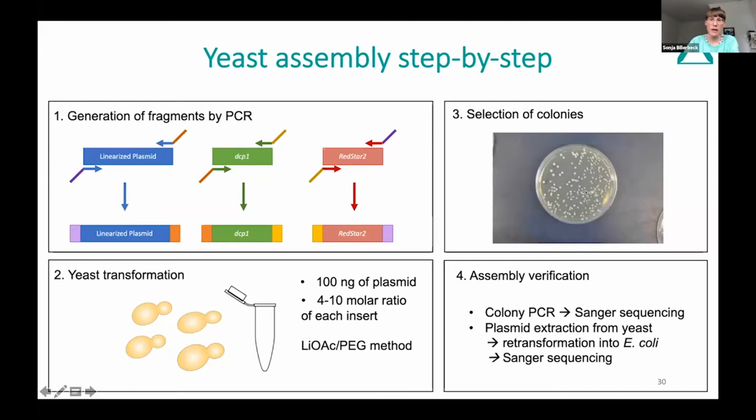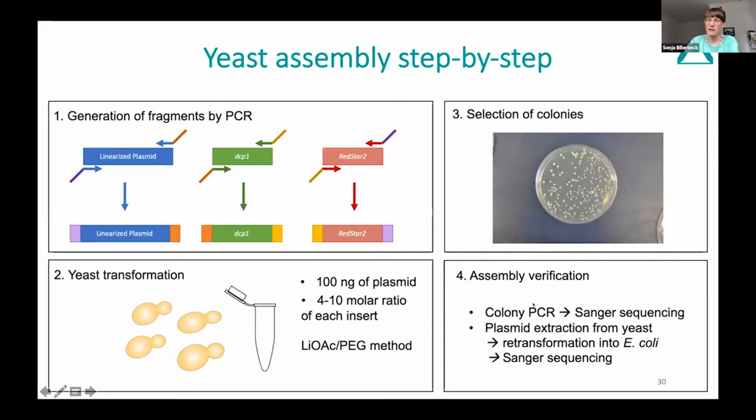And usually many of them have the correct insert, but still, similar to Gibson assembly, you still need to verify that the assembly actually works. And you can do that by colony PCR, by designing primers, or you can even use the same primers, one that binds at the end of one fragment and one at the beginning of another, to see if they have been assembled into one piece.